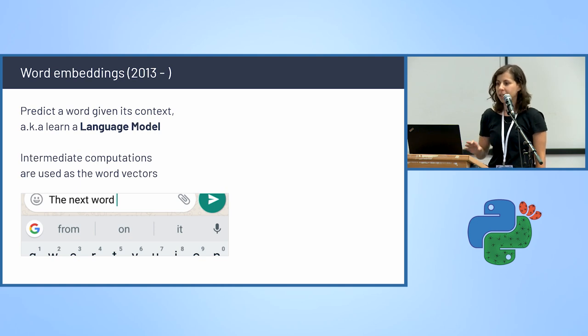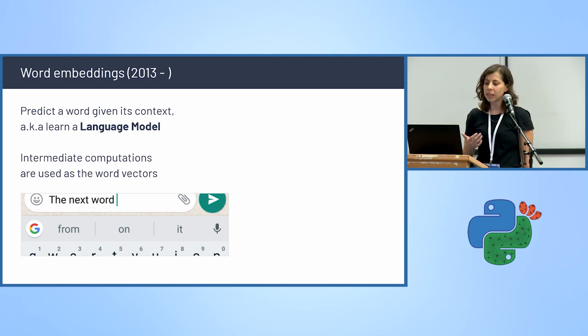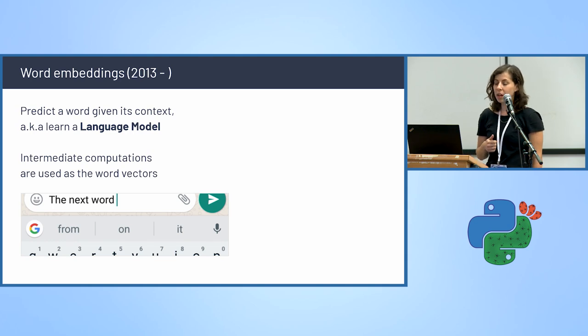I'm not going to get into any technicalities. The common concept is you train a language model, which means that you predict a word given its context. Some algorithms predict the context from a given word. And in the process of training this language model, the intermediate computations will give you the word vectors, the word embeddings. So one place where you can find a language model is like the autocomplete on your phone. So it's predicting, giving you suggestions for the next word.